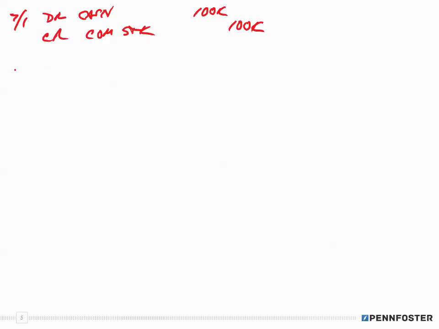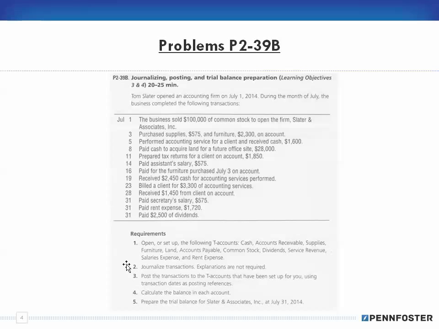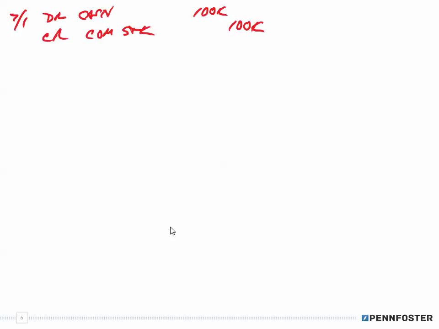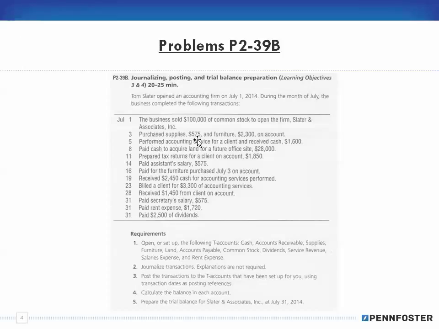The whole idea behind problem 39 is, once we have our journal entries, what's our next step? Our next step is posting and creating balances and then creating a trial balance. So that's what the focus is on for 39. So I'm just going to make the journal entries and not spend a lot of time explaining. So watch me make the entry, pause the video, write it down if you have to, and start it up again. But you'll see the entries as if you're looking at them in the solution manual.